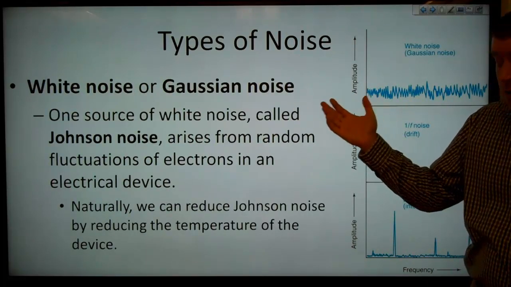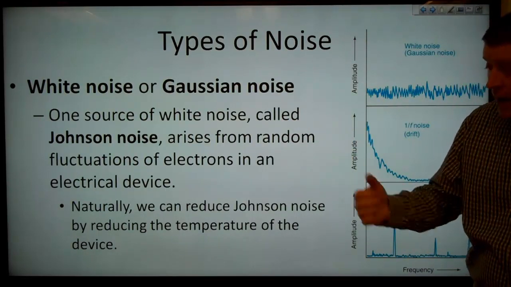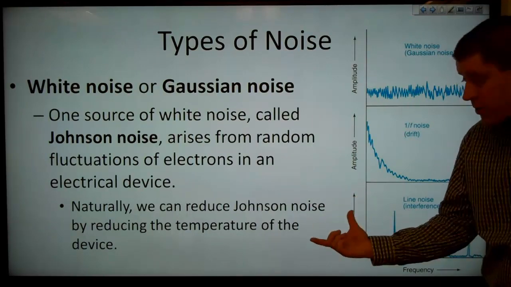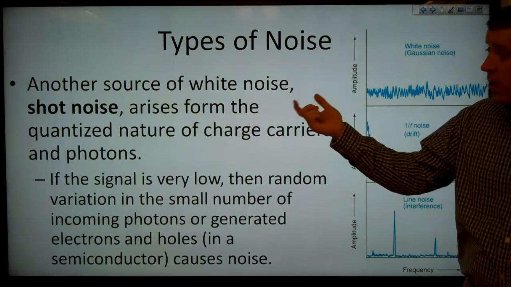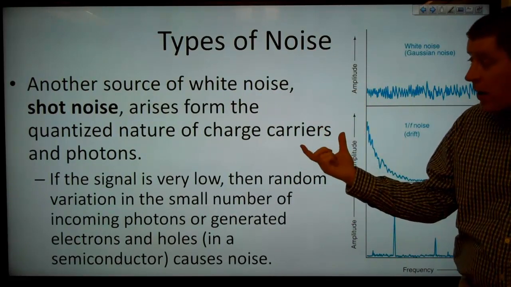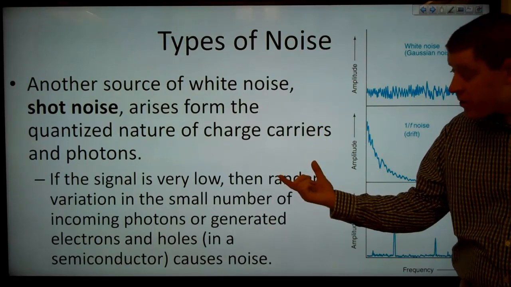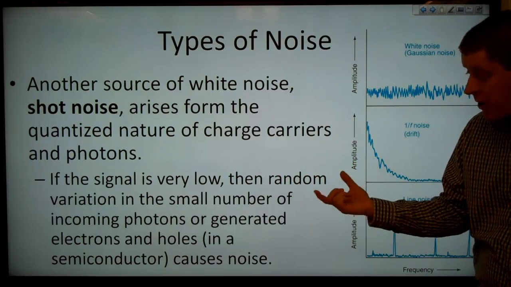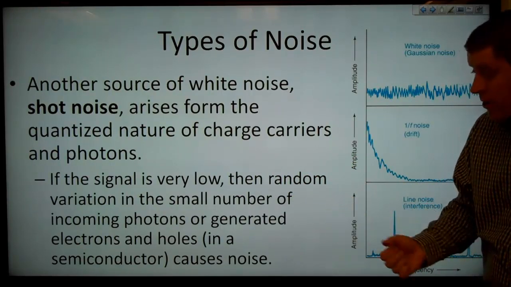One source of white noise, called Johnson noise, arises from random fluctuations of electrons in an electrical device. So naturally, we can reduce the Johnson noise by reducing the temperature of our device. Another source of white noise, called shot noise, arises from the quantized nature of charge carriers and photons. That is, if the signal is very low, then random variation in the small number of incoming photons or generated electrons and holes in a semiconductor causes noise.